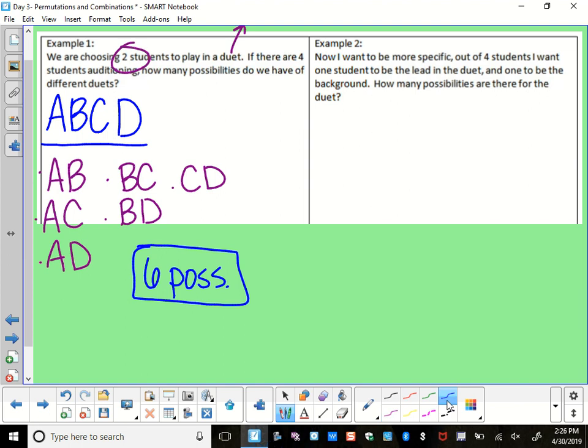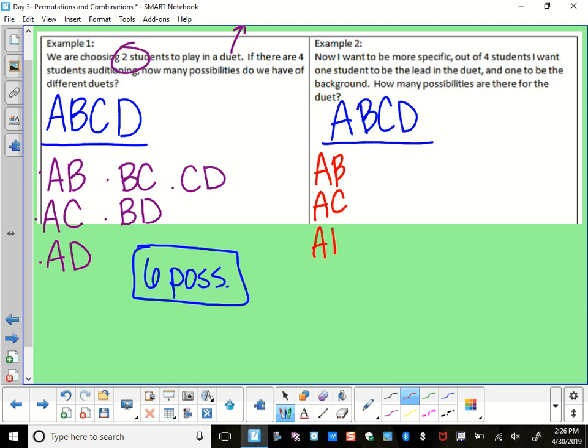Now, example 2 says, I want to be more specific, and out of 4 students, I want 1 student to be the lead in the duet, and one to be the background. How many possibilities are there for the duet now? So I have Alice, Ben, Kat, and Dawn. All right, so let's say that Alice wants to be the lead singer. Who can Alice be the lead singer with? Ben, Kat, and Dawn.